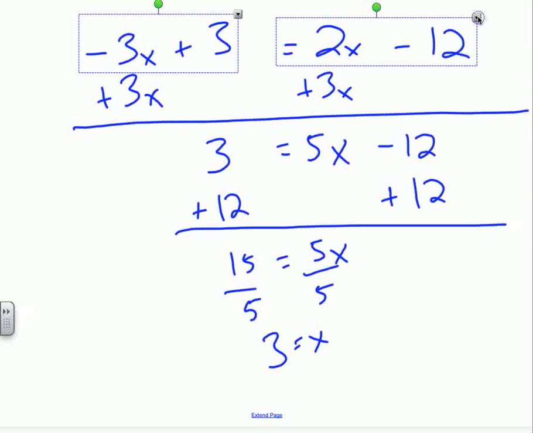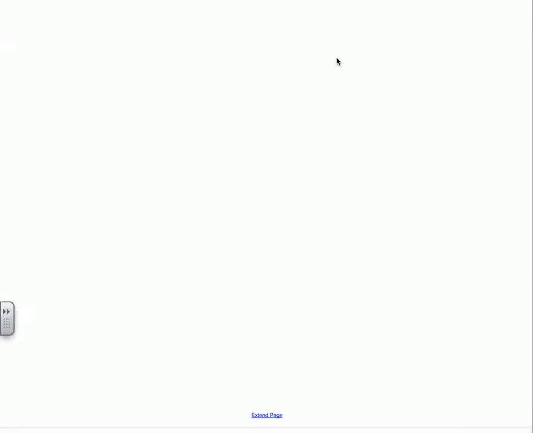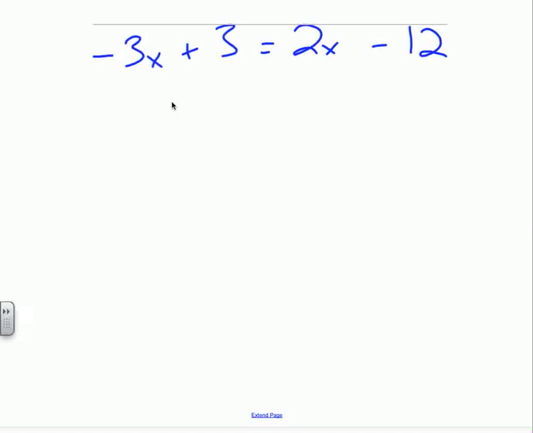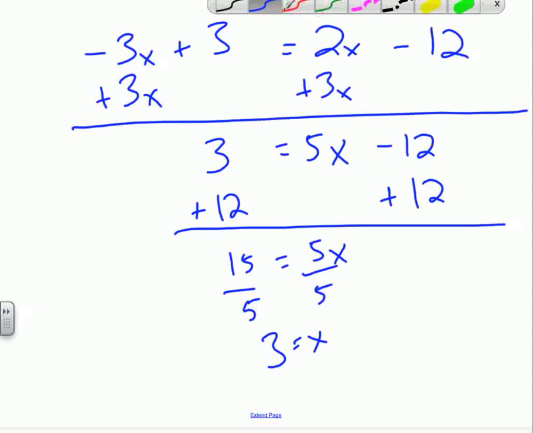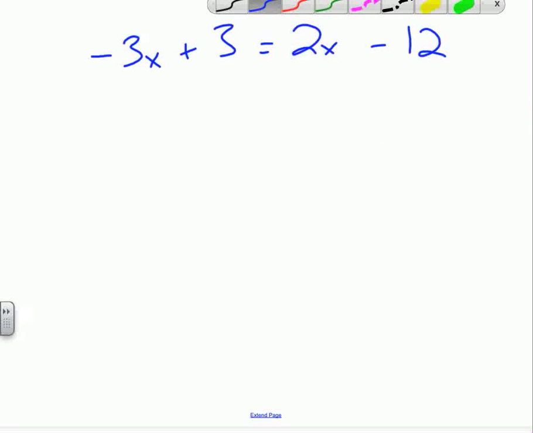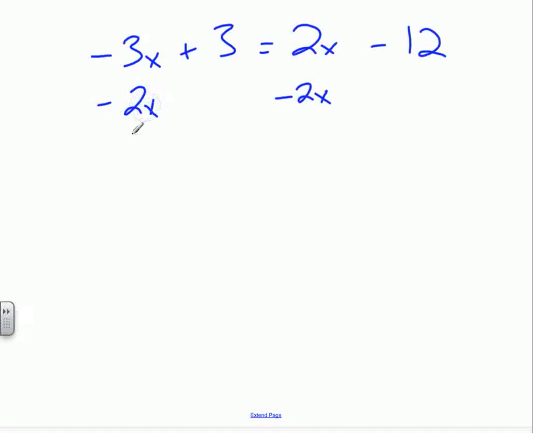Well, let me copy that and add a new page in here, and then paste in this question again. Okay, so let's just try it out and see what happens if we do that same problem, but this time we're going to take away the 2x. So let's say we subtract 2x from this side. Subtract 2x from this side. Doing the same thing. We can do it.